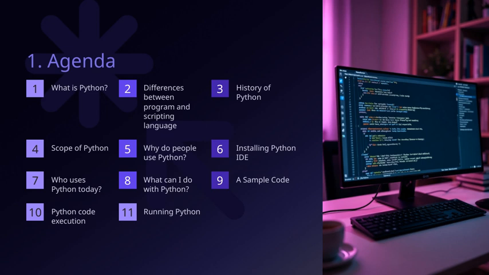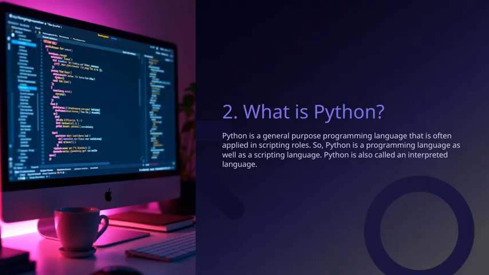We'll then see what you can do with Python, from web development to data analysis and beyond. Following that, we'll delve into the history of Python, how it was created, and how it has evolved over time. I'll also guide you through how to run Python, including installing the right IDE to get started. Finally, I'll share a sample code so you can see Python in action. Throughout this presentation, I want you to see how Python's flexibility and ease of use make it an invaluable tool in today's tech landscape.